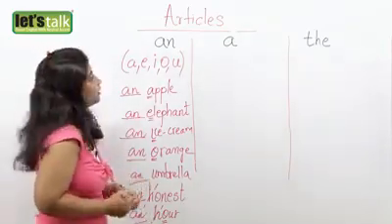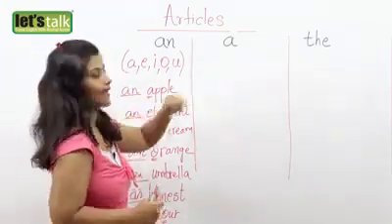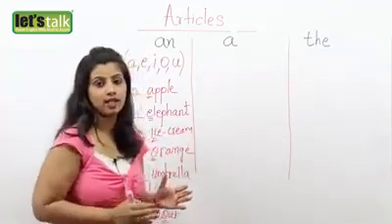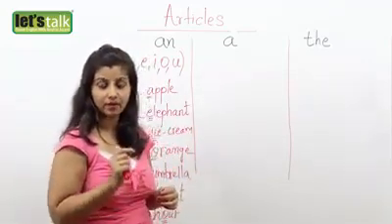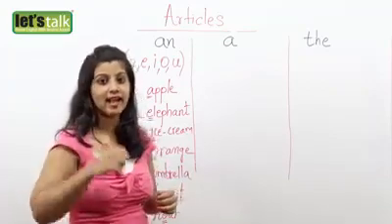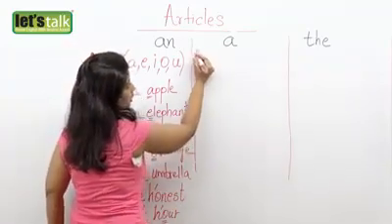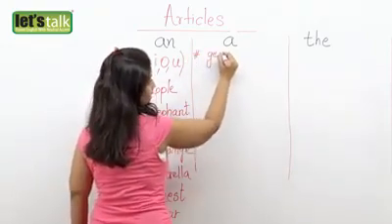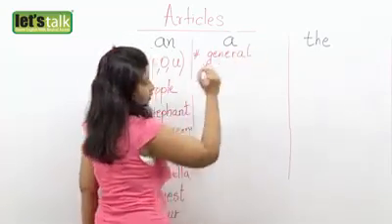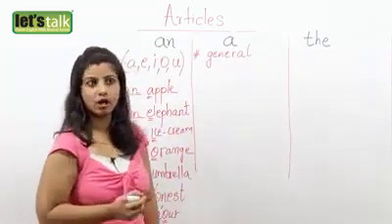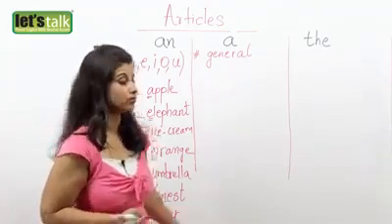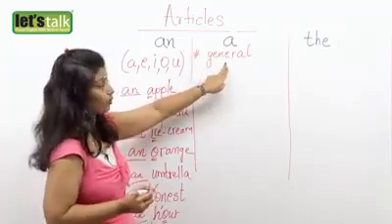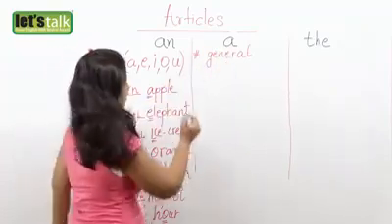Okay. Now let's come to the article A. A might sound confusing, but it's not, because I'm going to give you easy tips to remember when to use the article A. You use the article A when you are talking about something in general. If you want to say a book, a ship, a sandwich, that's when you write the article A because you're talking about something in general.